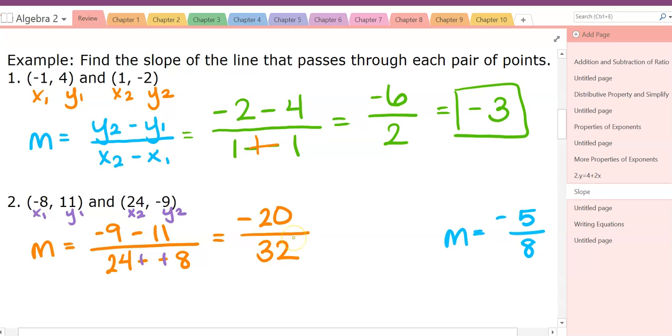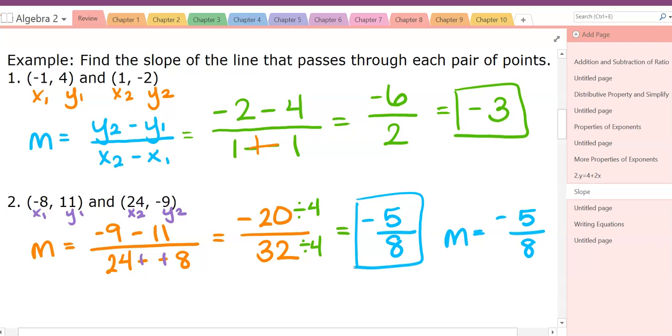I can reduce this. I can take a 4 out of both of those numbers. So take 20 divided by 4, 32 divided by 4. And if we do that, negative 20 divided by 4 would be negative 5. 32 divided by 4 would be 8.